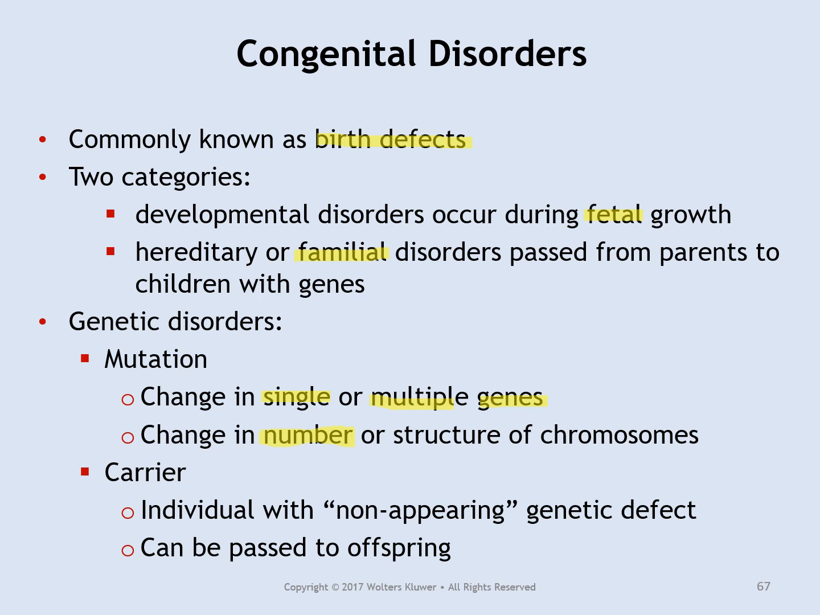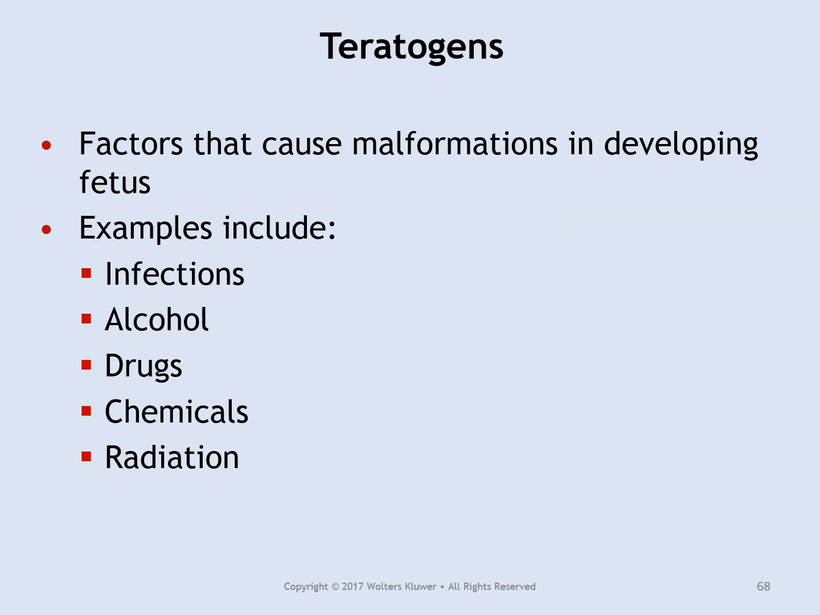And a carrier is someone who carries a genetic defect but doesn't exhibit it, and it will only be seen if they happen to produce a child with someone who has the same carrier gene. It takes 2 copies of that gene for it to exhibit in the child. It can cause a malformation in the child with alcohol, drugs, chemicals, radiation. Those are all known teratogens, or things that cause malformations in a developing fetus.